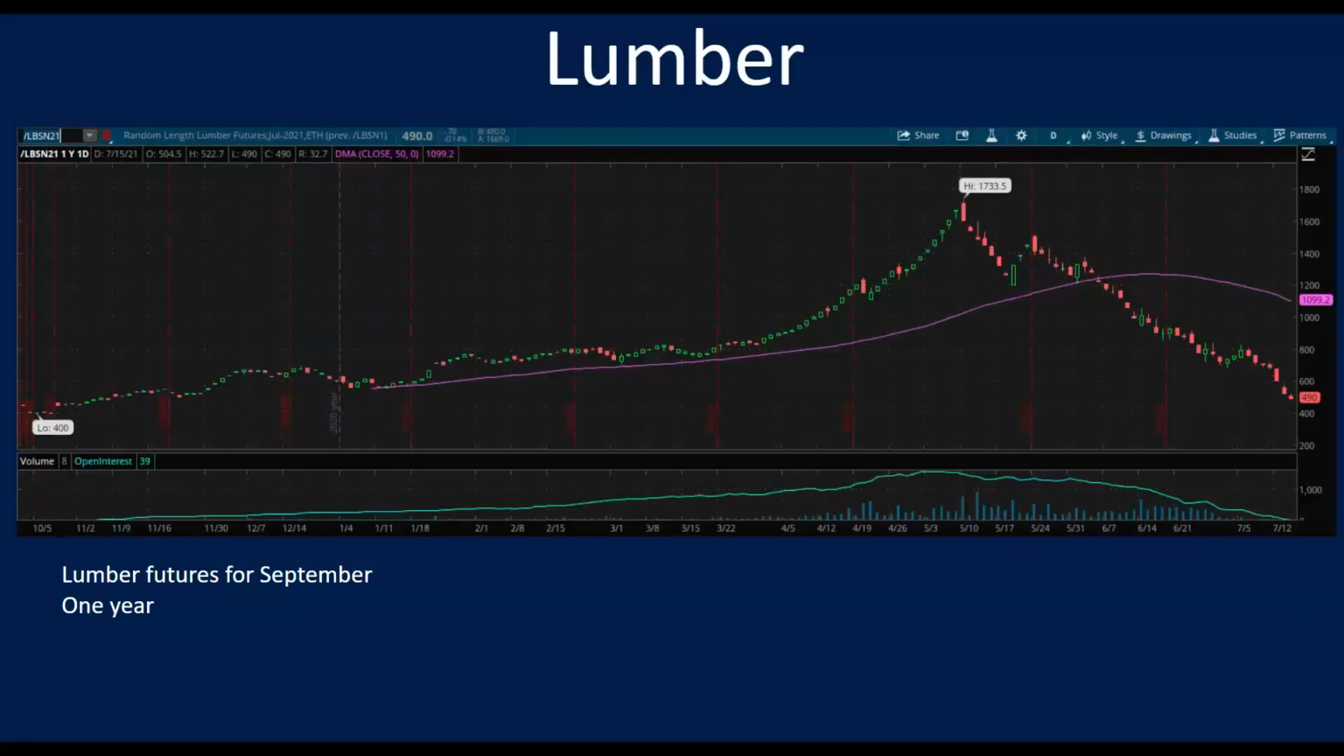Some other things, right? Lumber. So here's lumber futures for September delivery. Lumber is down for 2021 at this point. It peaked back at the beginning of May, again, sort of peak talking about being worried about inflation time, and has just been a ski slope since then.